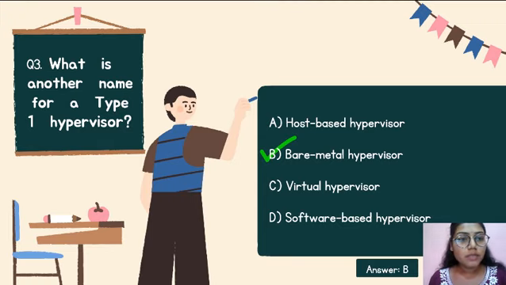The third question is: what is another name for a type 1 hypervisor? First option is hosted based hypervisor. Second option is bare metal hypervisor. Third option is virtual hypervisor. Fourth option is software based hypervisor. So our correct option is B, bare metal hypervisor, which is another name for a type 1 hypervisor.